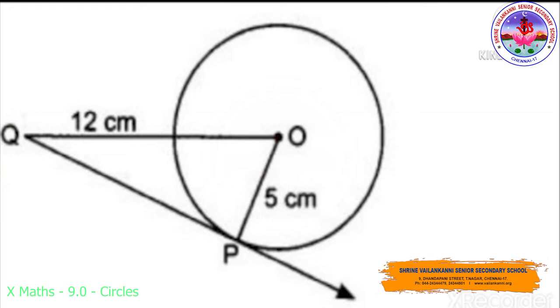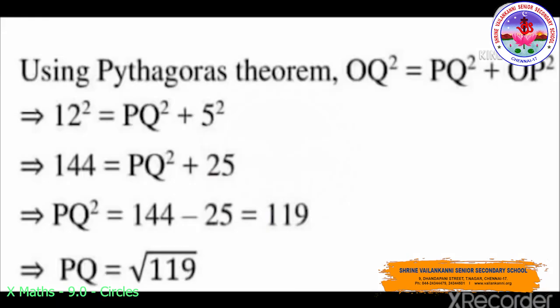By theorem 10.1, we know that the tangent drawn at any point to a circle is perpendicular to the radius through the point of contact. So I can write that angle OPQ is equal to 90 degrees, where OQ forms the hypotenuse, QP forms the adjacent, and OP forms the opposite side. So using Pythagoras theorem, I can find the value of QP. In right triangle OQP, using Pythagoras theorem, we have the hypotenuse squared is equal to the opposite squared plus adjacent squared.